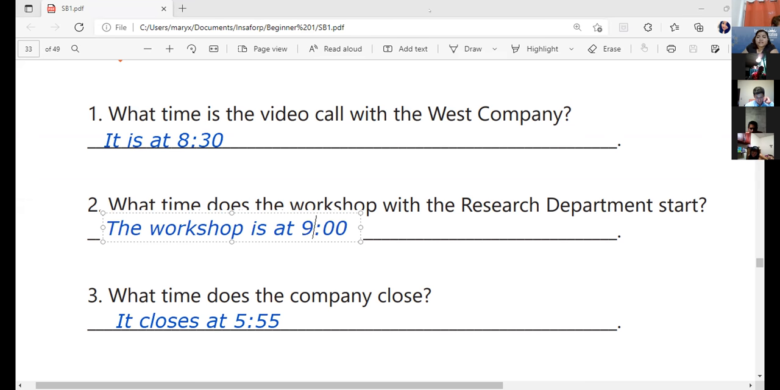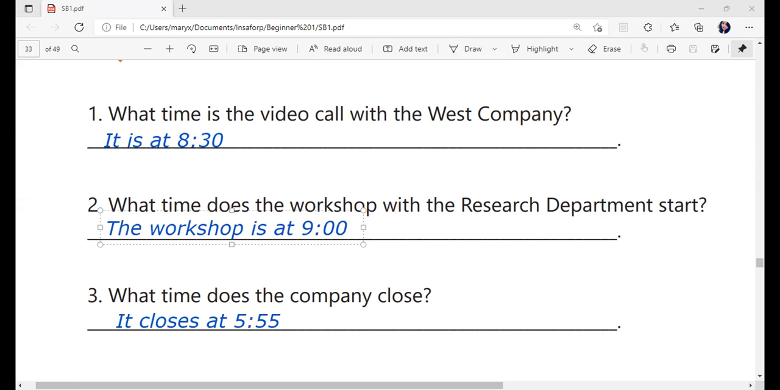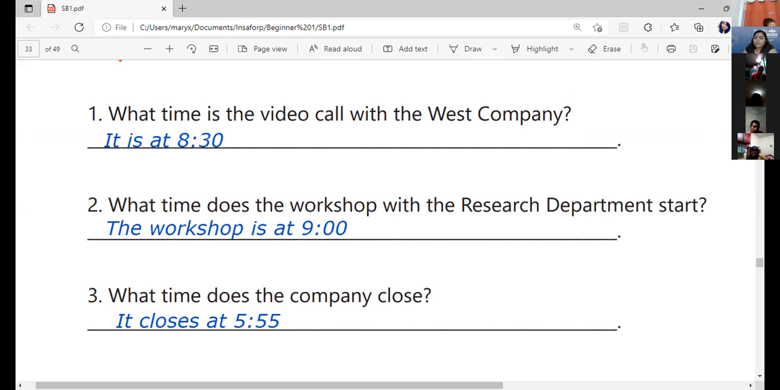At nine. The workshop is at 9. Okay. Ahora ya tenemos las respuestas correctas. Verifiquen ahí. Yes, right? Ajá. Y ahí no importa si es AM o PM. Así queda. No, it doesn't matter. Ya se sobreentiende con la agenda que nos dan.